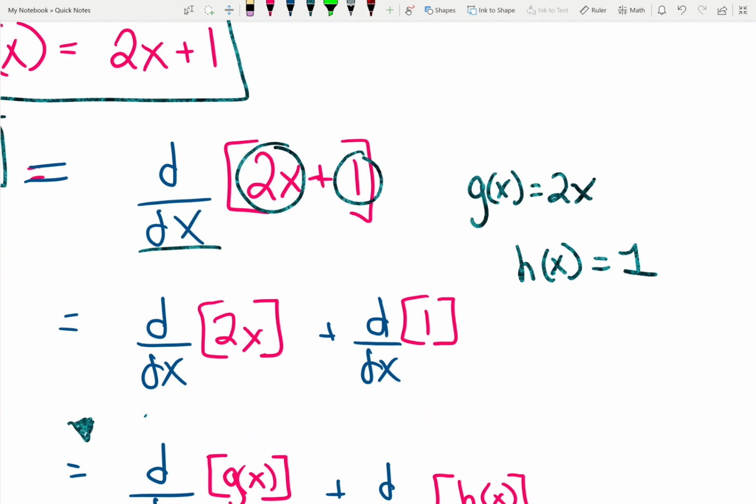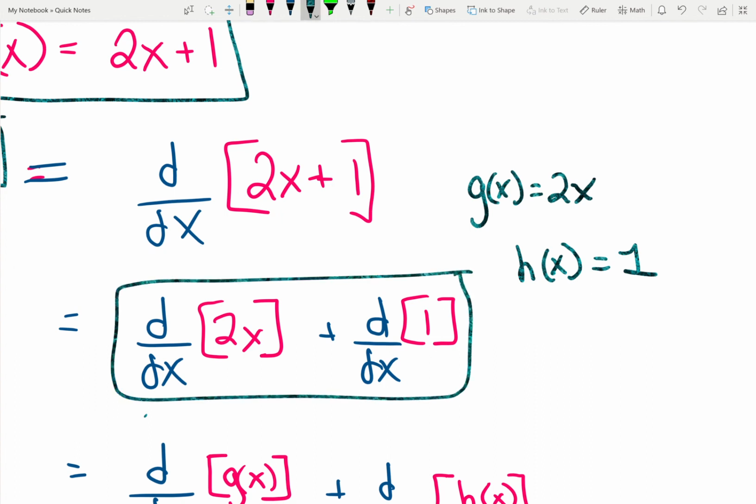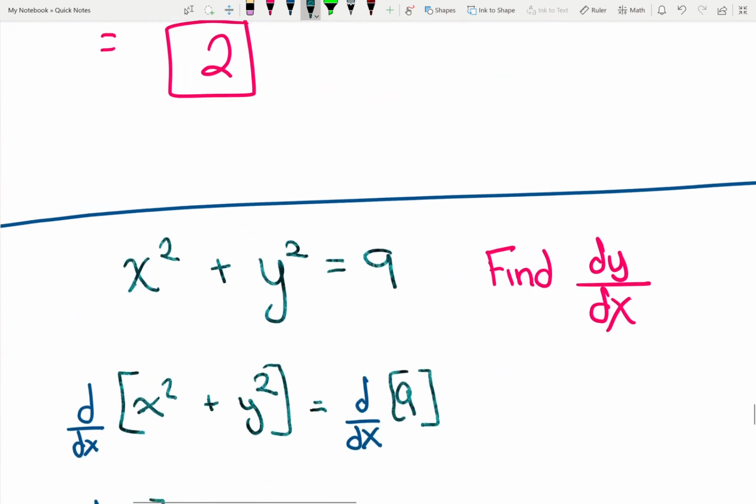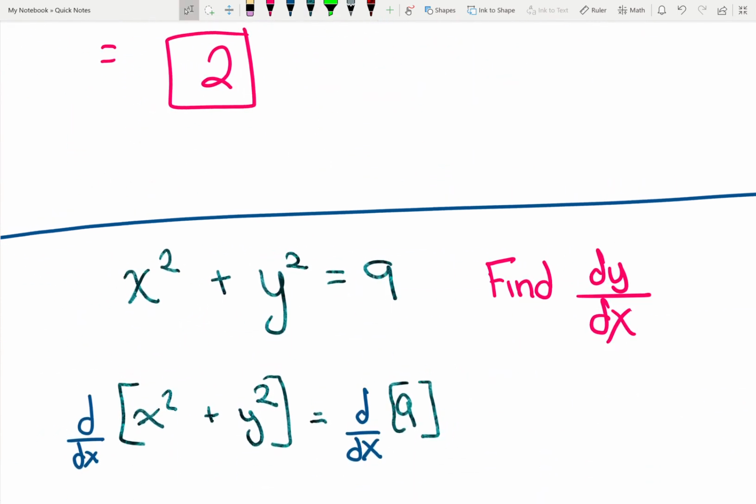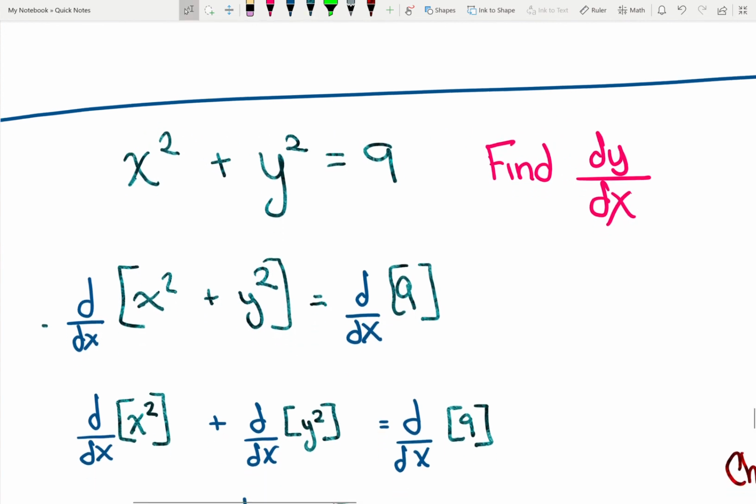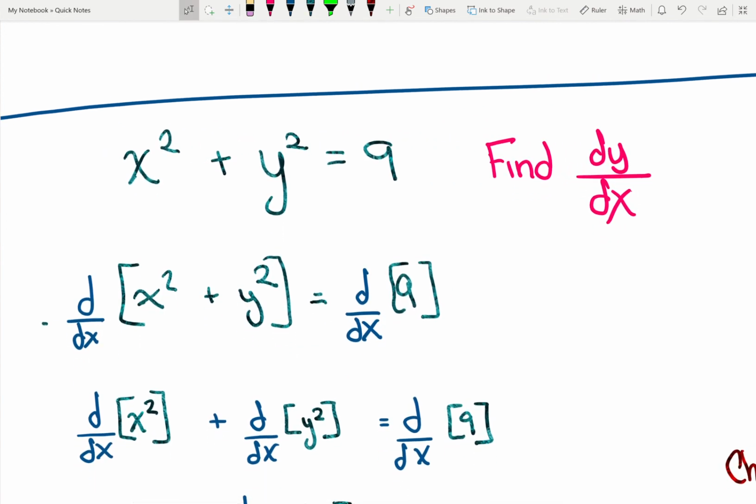See, at this step, what I did was I distributed the d dx at this step. That's the same thing I'm doing right here. I'm distributing this d dx across all terms. So I have d dx of x squared, d dx of y squared equals d dx of 9.